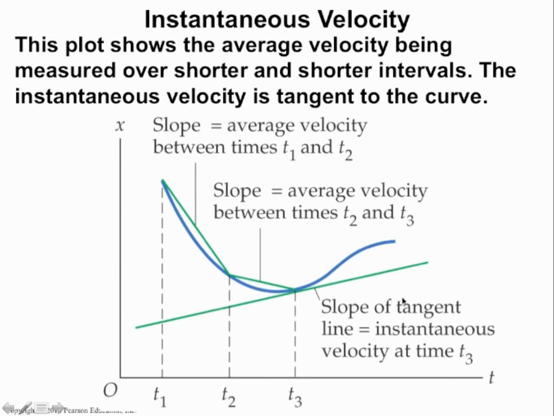And that brings us to the slope of the tangent line. Notice that this long green line here is tangent to the blue curve. Tangent means that it touches at only a single point. And so the slope of this tangent line represents the instantaneous velocity at time t3. Obviously the velocity is continually changing, as we see by this curved line, but at that particular instant of t3, the slope of the tangent line represents the instantaneous velocity.